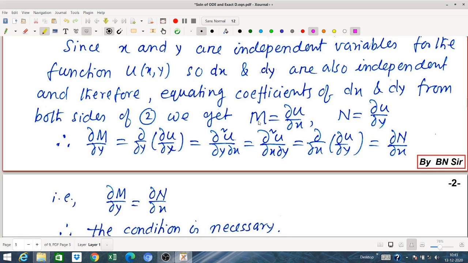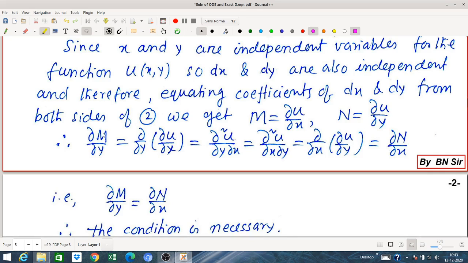If I differentiate this m with respect to y, what do I get? Del y of del u by del x, and that is del square u by del y del x in your notation of second order partial derivative. But the order of differentiation can be interchanged, so it can be written as del square u by del x del y. Now this is del x of del u by del y, means del x of n, because del u by del y is n.